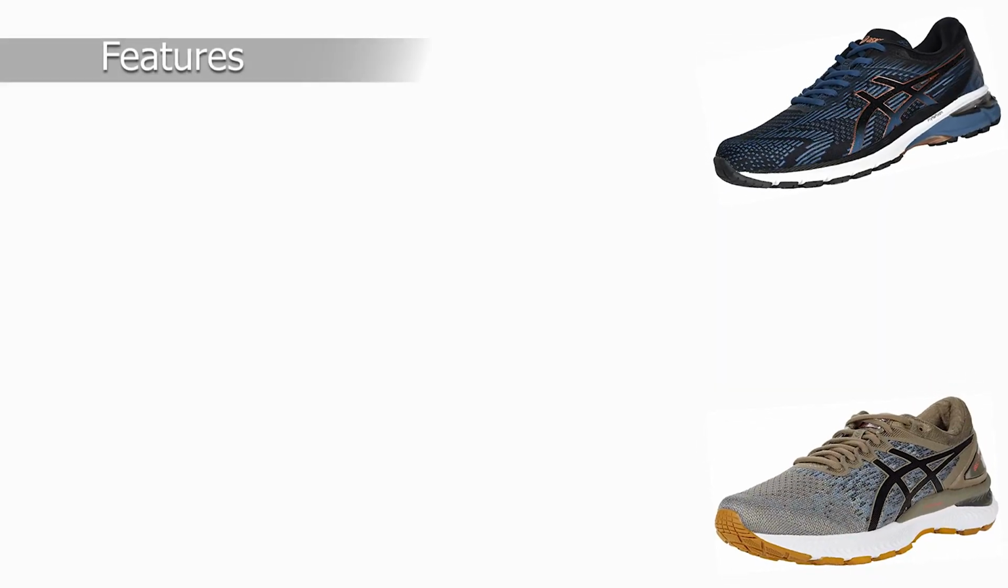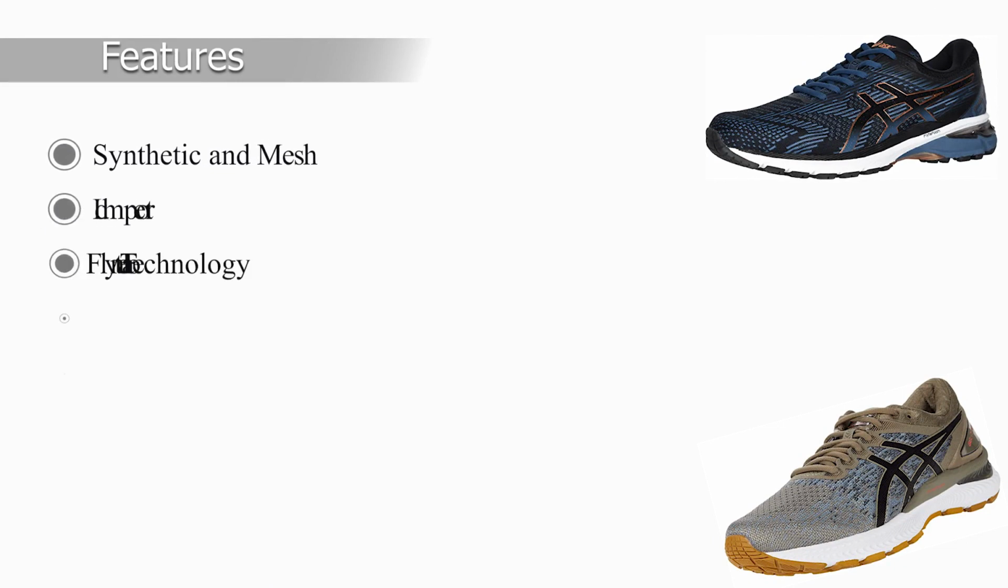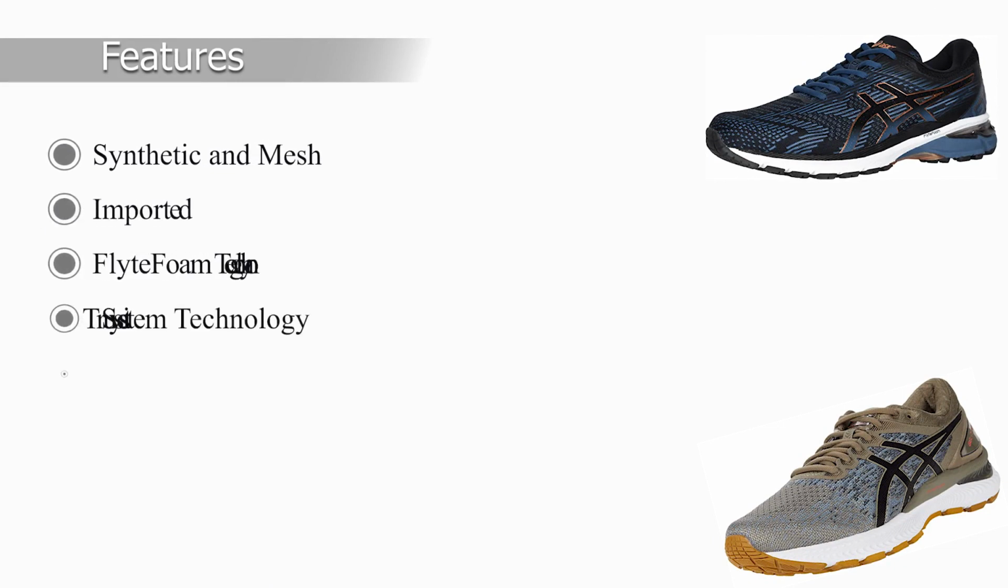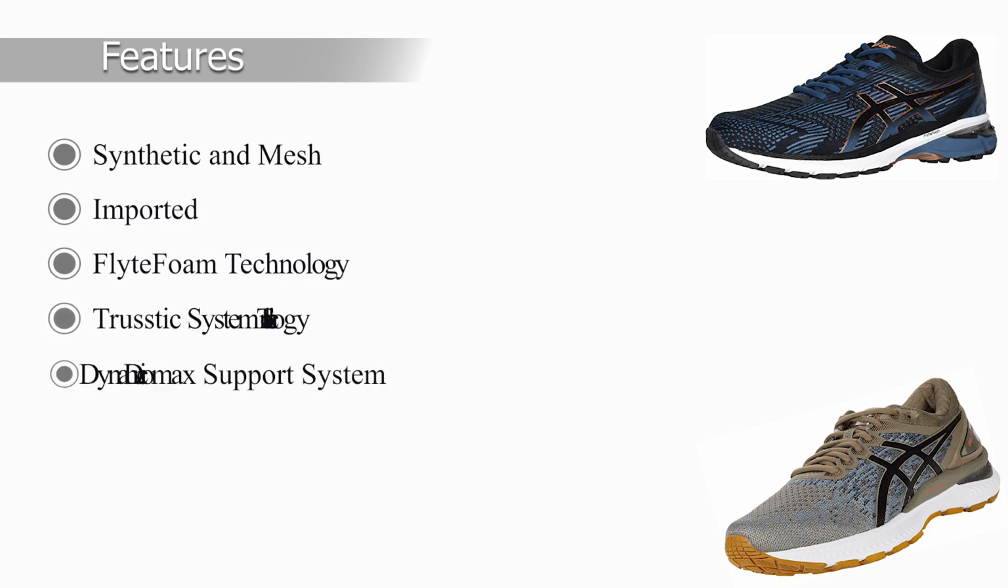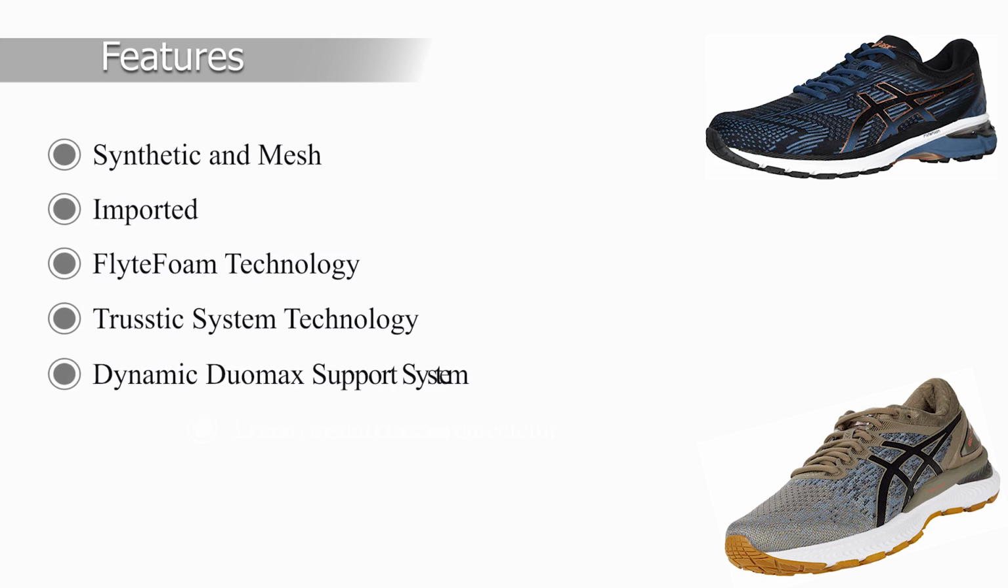The fourth and fifth best shoes for road running are the ASICS Men's GT 2000 4E running shoes and the ASICS Men's Gel-Nimbus 22 running shoes, synthetic and mesh. Made in USA or imported. Rear foot and forefoot gel technology cushioning system. FLYTEFOAM midsole technology. Engineered mesh upper. Dynamic DuoMax support system. TRUSSTIC system technology.